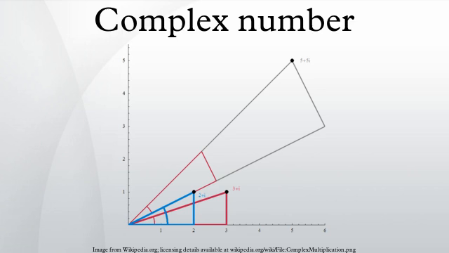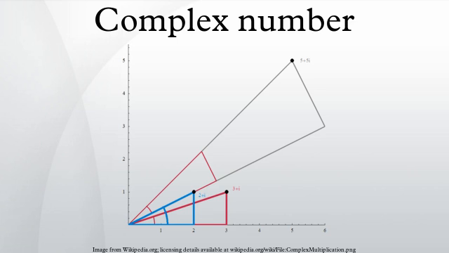A complex number is a number that can be expressed in the form a plus bi, where a and b are real numbers and i is the imaginary unit, which satisfies the equation i squared equals negative 1. In this expression, a is the real part and b is the imaginary part of the complex number.